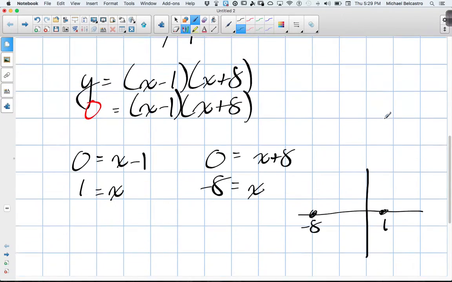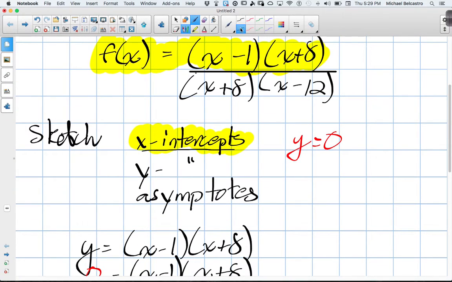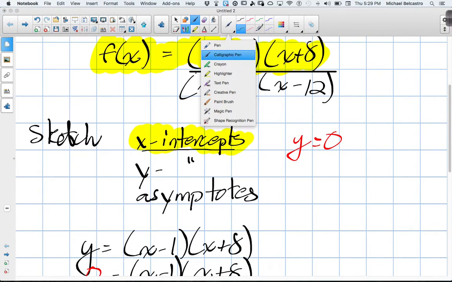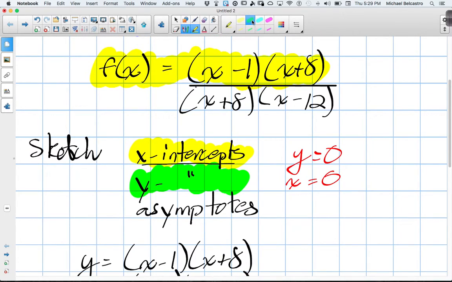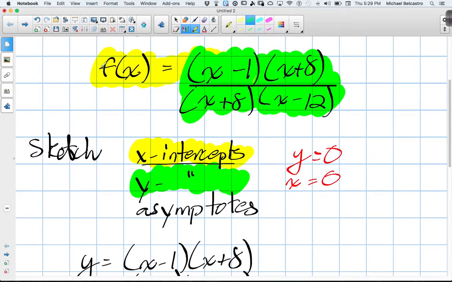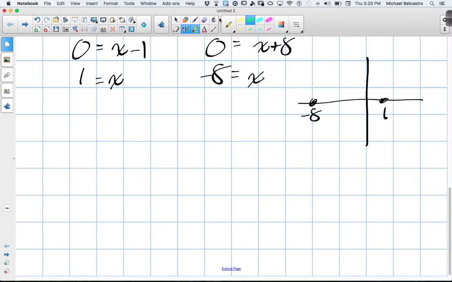Some other information that will help us is the y-intercept. Let's do the y-intercept in highlighter green. How do we find the y-intercept? Well, the y-intercept is when the x value is equal to 0. So for the y-intercept, we're actually going to take the entire function here. So we're going to take the whole function, and we're just going to plug 0 in for x and see what we get. Let's scroll down a little.